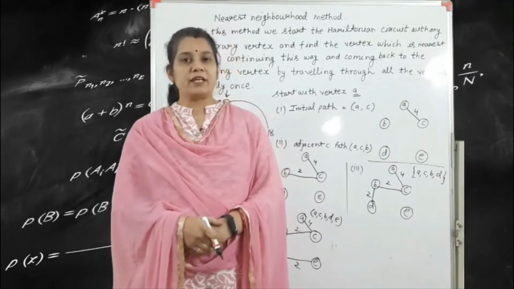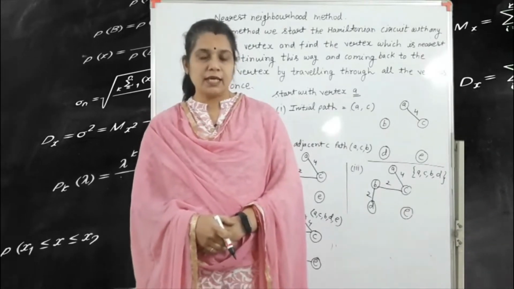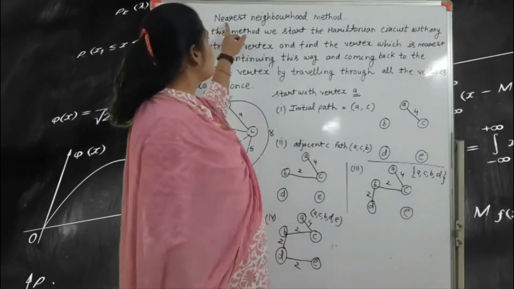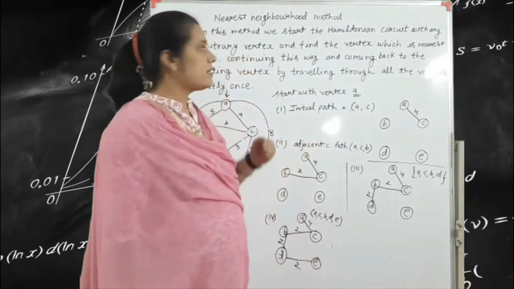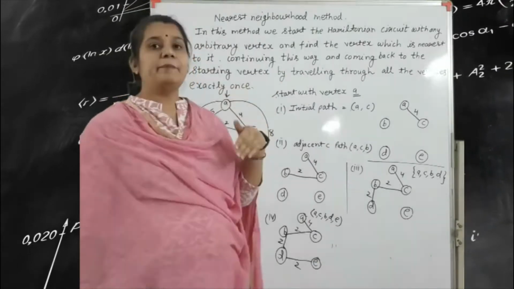Today I am going to take a lecture of discrete mathematics, chapter number 5, graph theory, and the topic is the tree. In this topic we have the nearest neighborhood method. So what do you mean by the nearest neighborhood method? In this method we start the Hamiltonian circuit.